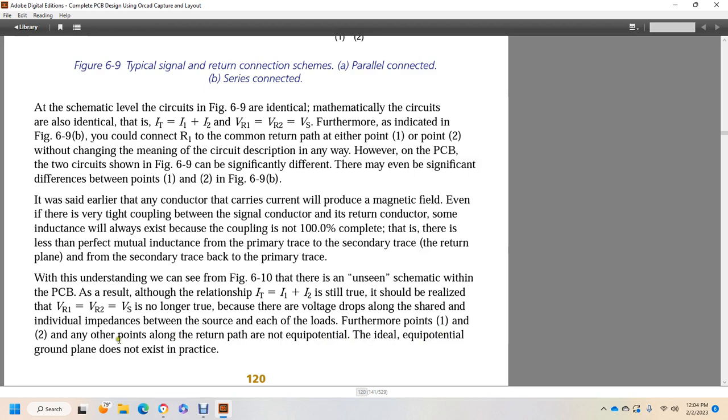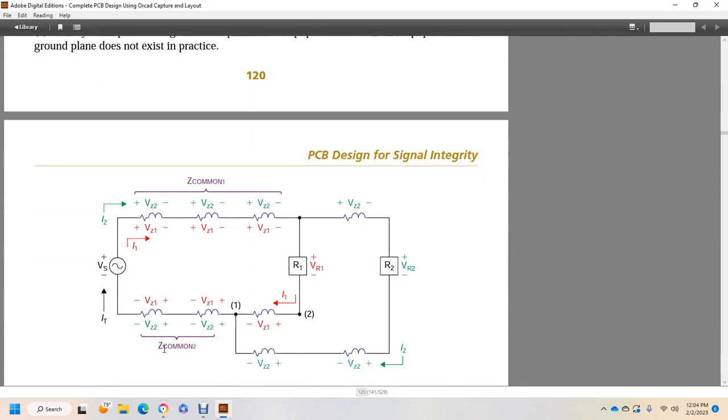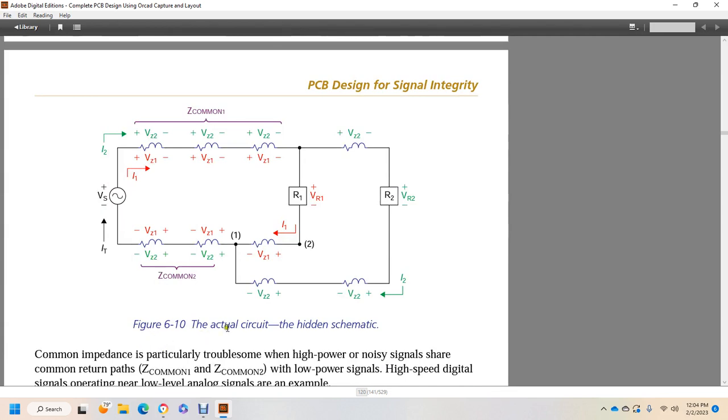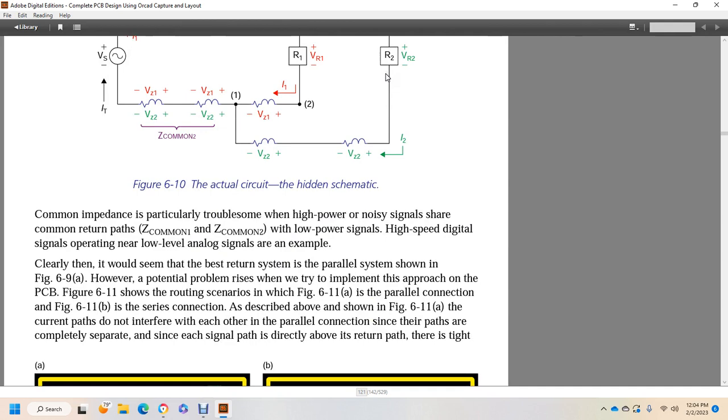The idea of the equal potential ground plane does not exist in practice. And now you see figure 6.10, an actual circuit hidden schematic. Common impedance is particularly troublesome with high power, noisy signals sharing a common return path, Z common 1 and Z common 2, with very low power signals.